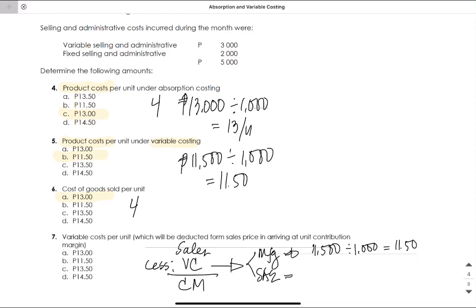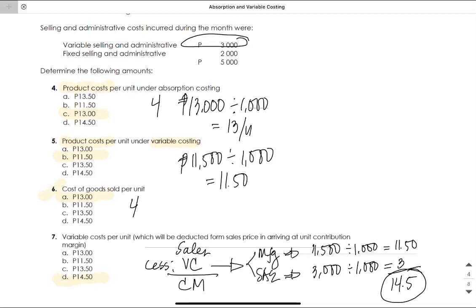For selling and admin expense, we have variable selling and admin expense. This amounted to 3,000 pesos. Per unit is what is being asked, so divided by 1,000, we have 3. So the answer would be 14.5, letter D.